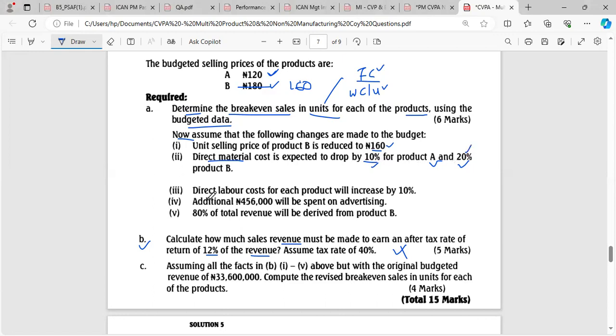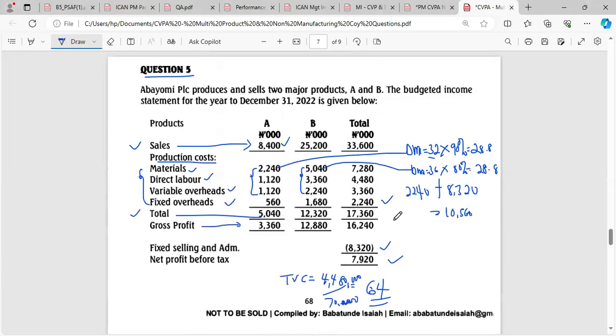So let's adjust for labor. They told us that direct labor cost for each product will increase by 10%. How much is direct labor before? 1120. Let's convert it to per unit first and increase it by 10% per unit. 1120 divided by 70, that's the per unit, 16. So increase it by 10%, times 110 divided by 100. That's 17.6.